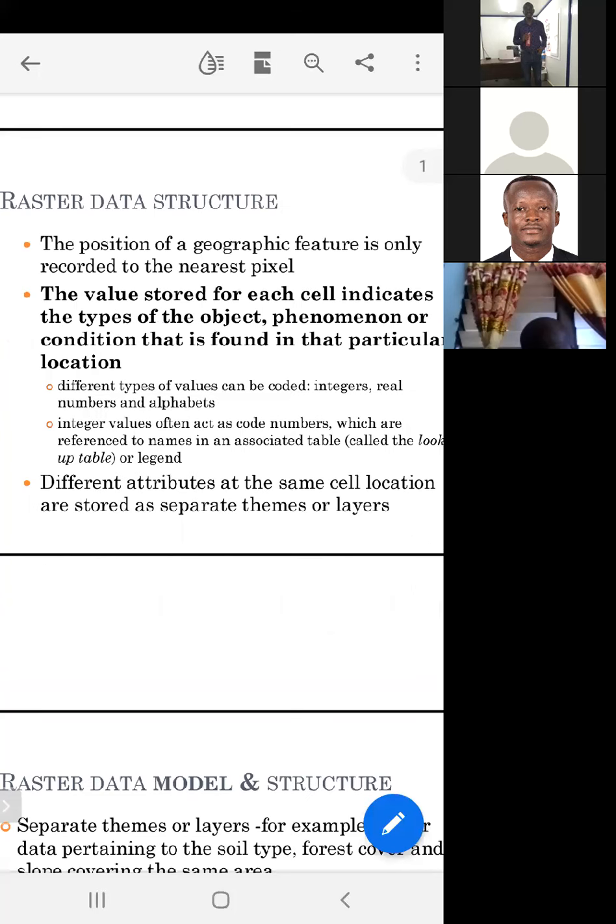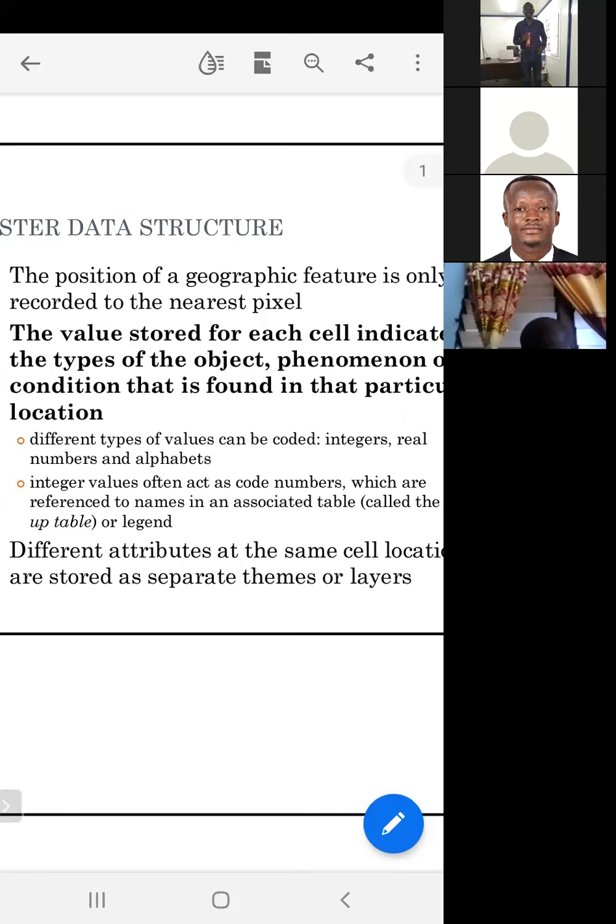So now we're saying that different types of values can be coded. So you see, we are trying to store the value, but we can store it as an integer, as a real number, or we can store it as alphabets. As long as we can have what we call a lookup table, which allows us to see that, okay, A means bare soil, B means vegetation. Then we don't have to even worry about how we code it. But usually integers, real numbers, and alphabets are used to code it.